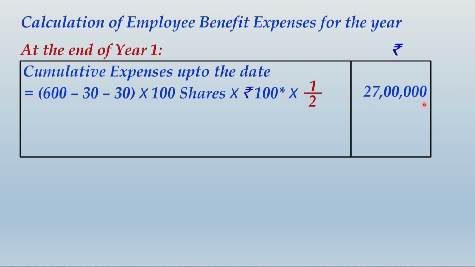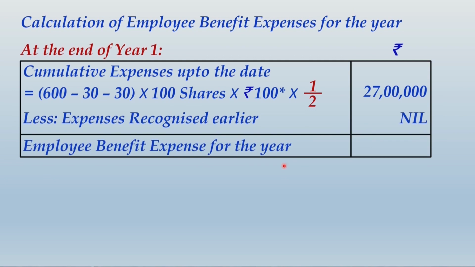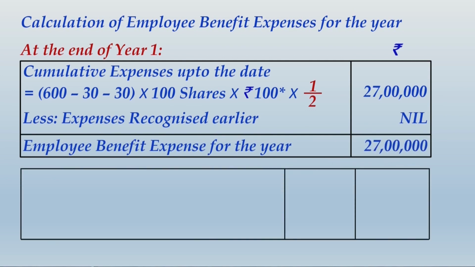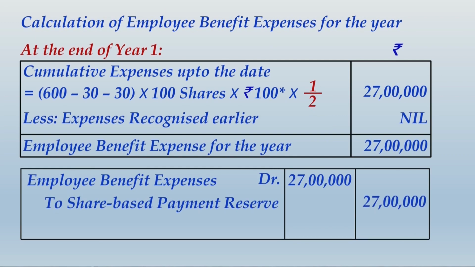and when you make this calculation it works out to 27 lakhs, less expenses recognized earlier, of course nothing, and therefore the expenses to be recognized this year will be 27 lakhs, and accordingly you will pass an accounting entry, that is employee benefit expenses debit 27 lakhs to share based payment reserve 27 lakhs. So note down this calculation and this entry, and then we shall move ahead.